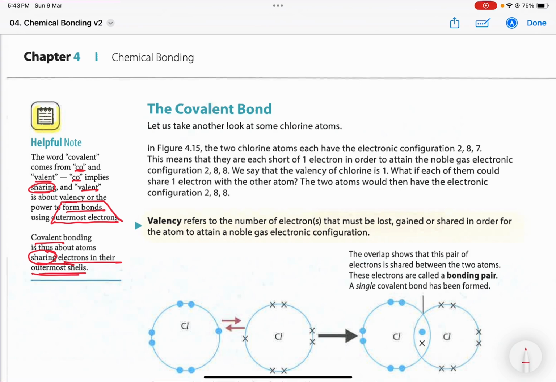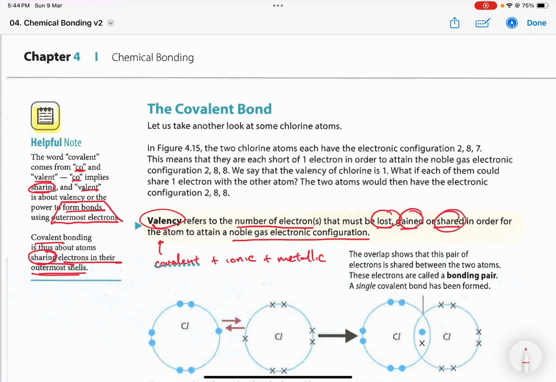Hence, in order for us to really dive into covalent, we first need to understand what exactly valency is. Valency refers to the number of electrons that must be lost, gained, or shared in order for the atoms to gain a noble gas electronic configuration. This applies not only to covalent, but also to ionic and metallic, because you see, loss, gain, or share can be applicable to all three.